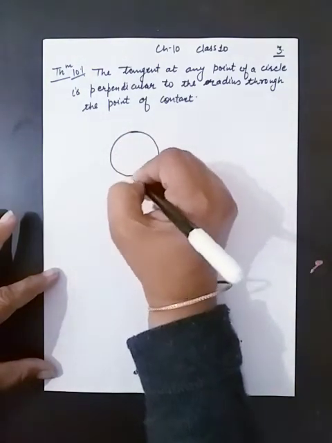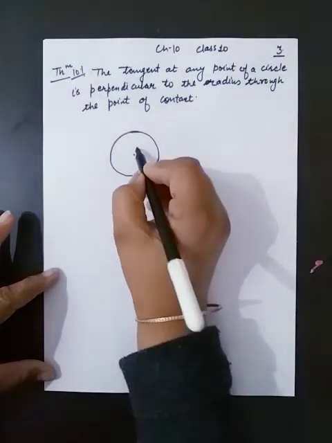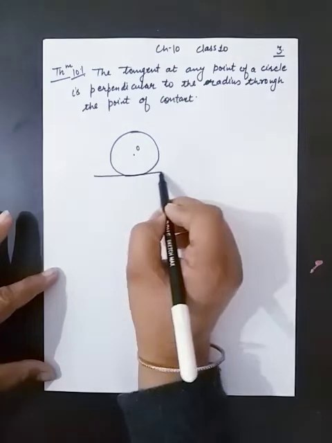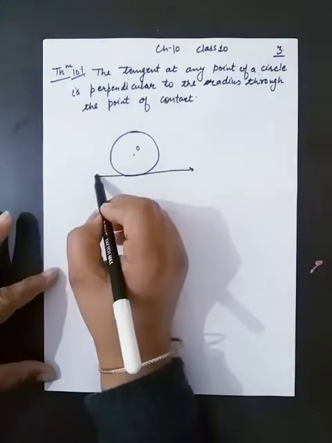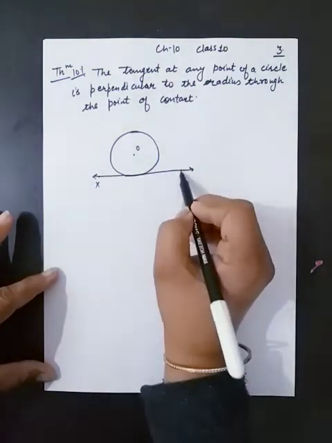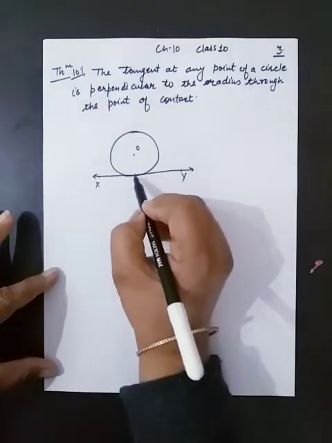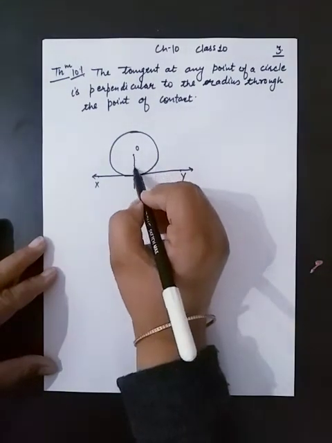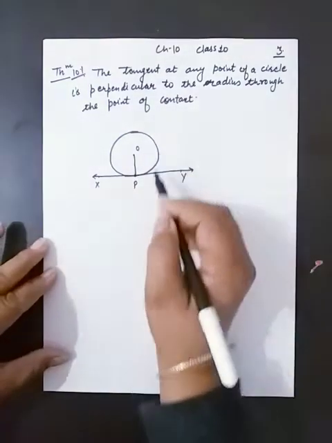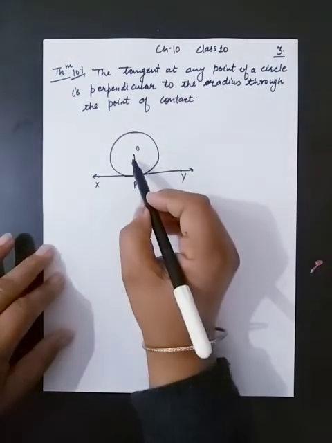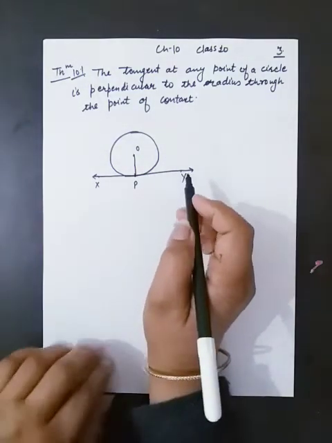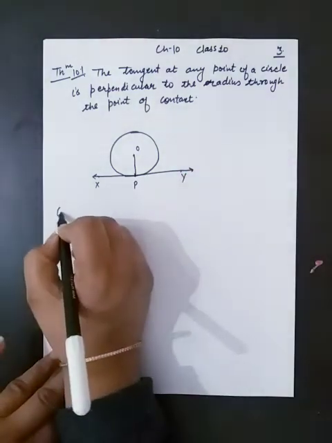In the circle, O is the center, and in this figure, XY is a tangent line which touches the circle at point P. So point P is the point of contact and we already know that OP is perpendicular to XY, but we have to prove this. So what is given here?